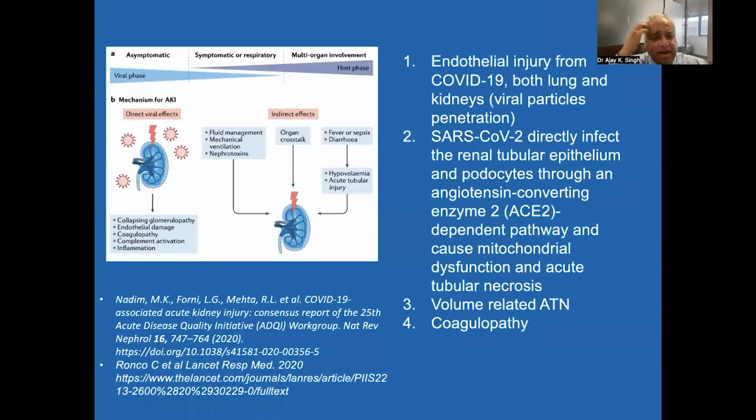On the left-hand side, you see that the COVID-related illness has an asymptomatic phase, a symptomatic or respiratory phase, and then a multi-organ involvement phase, which involves a significant host response. And the mechanisms are either direct, with direct viral effects shown on the left-hand side of the schematic, or indirect effects shown on the right-hand side. And in this patient, it's clear that there appears to be acute tubular necrosis, most likely related to a direct effect, since the patient didn't seem to be volume contracted.